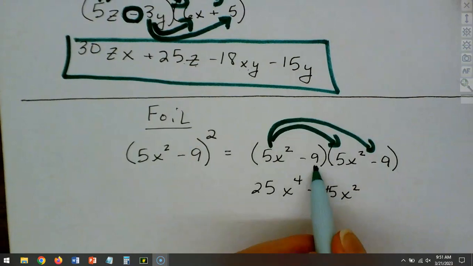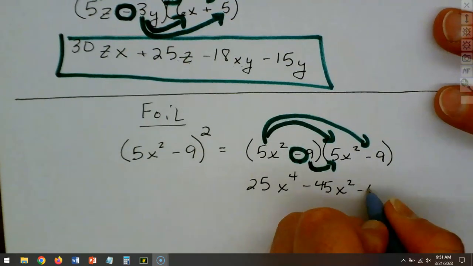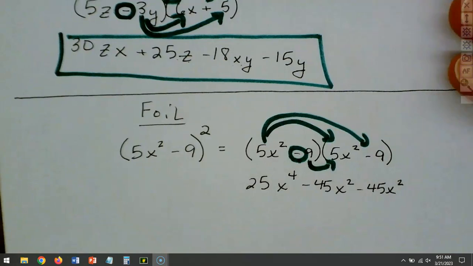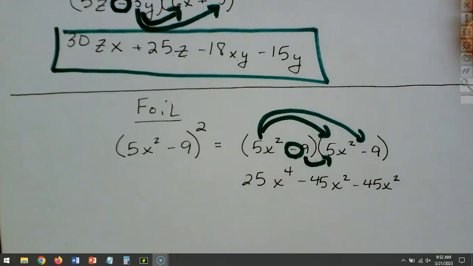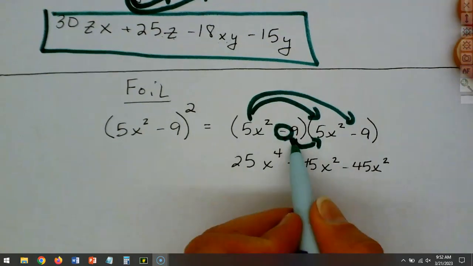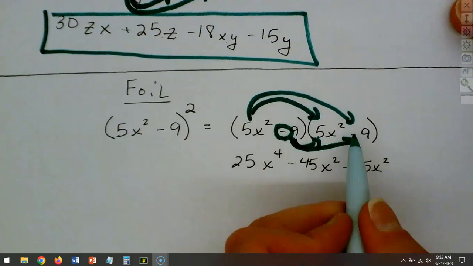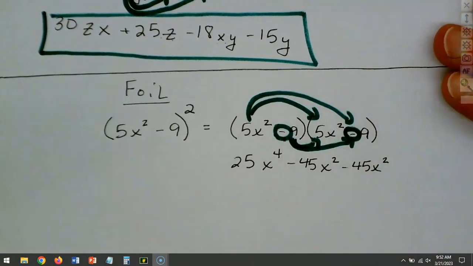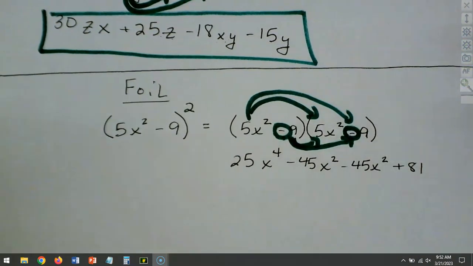We do the inside. Be careful about that negative. Negative 9 times 5, that's another negative 45. And that's again going to be an x squared there. And then finally, we have the last times the last. And watch your signs. Negative and negative makes it then a positive. That's another commonly made mistake. So that's going to be a positive 81.